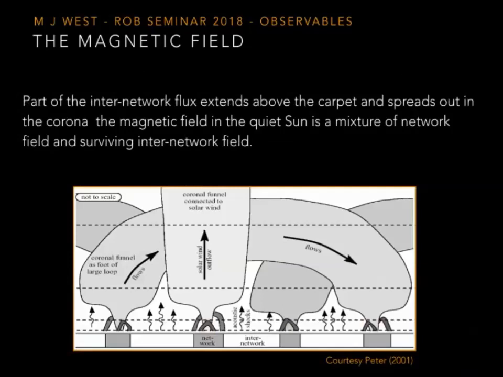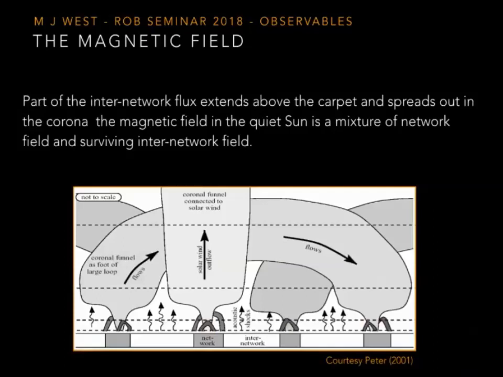The part of the internetwork flux extends above the carpet and spreads out in the corona, and the magnetic field in the quiet sun is a mixture of network field and internetwork field. So we're kind of seeing a mixture of all these different structures here moving out through the corona.